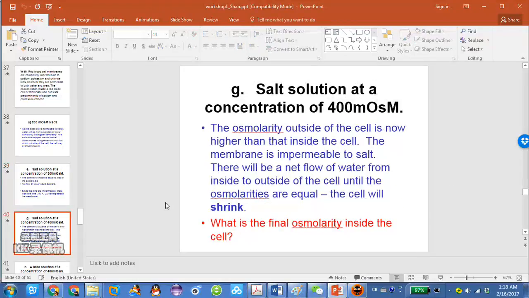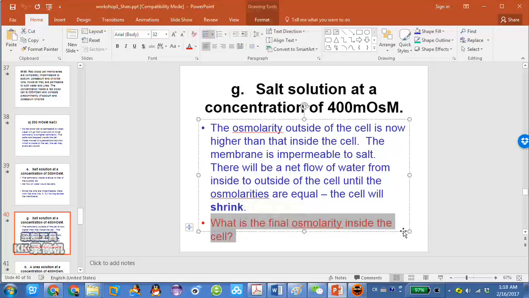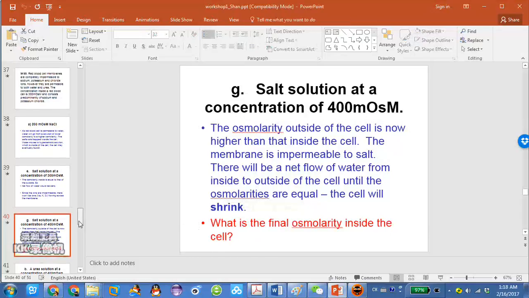Scenario G. A salt solution at a concentration of 400 milliosmolar. Apparently, 400 is higher than 300 milliosmolar, which is inside of the cell. So the outside solution in scenario G is hyperosmotic to the cell. Water will flow out of the cell. The cell will shrink. There's a little thinking question at the end: what is the final osmolarity inside of the cell? You can give it a try.